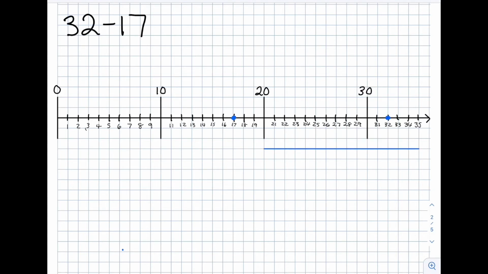So what did I do here? I shifted 3 units to the right and 3 units to the right. So this makes the problem into 35 minus 20. 35 minus 20 is much easier for me to do in my head. 35 minus 20 is 15. Often, we'll use this strategy to have the second number in our subtraction problem, the subtrahend, be some multiple of 10, because it's usually easier to subtract multiples of 10.